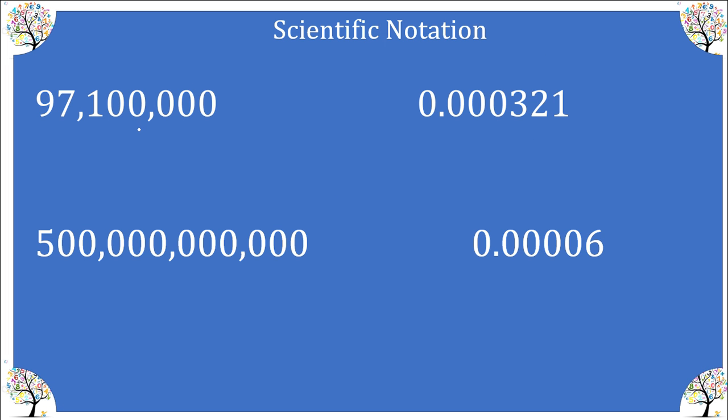Okay, let's write these in scientific notation. Here, our coefficient is going to be 9.71. That's between 1 and 10, times 10 to the, and we move the decimal, it was originally at the end, 1, 2, 3, 4, 5, 6, 7. We moved it 7 times.